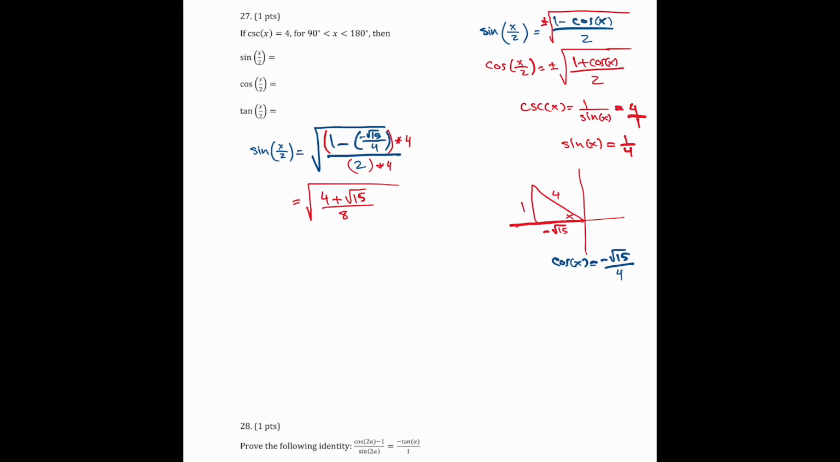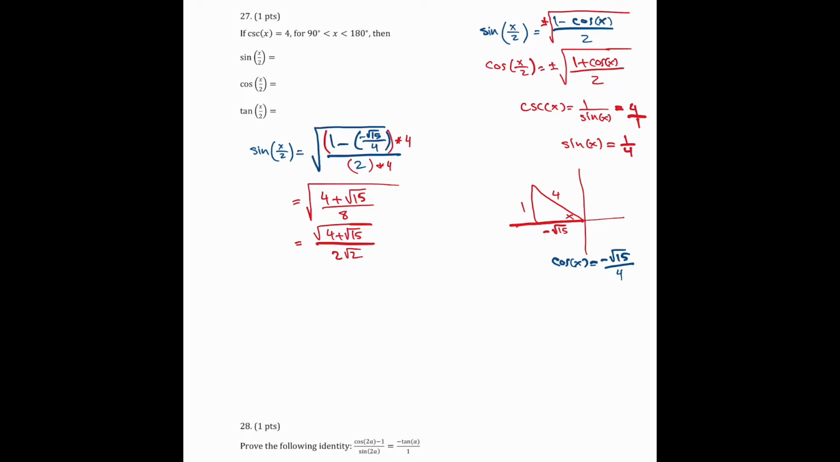Which you can simplify further. You could say this is square root of 4 plus square root of 15 over square root of 8, which is 2 square root of 2. So you can definitely write it like this, or leave it in the previous version.